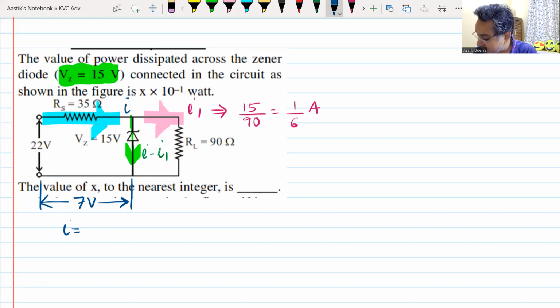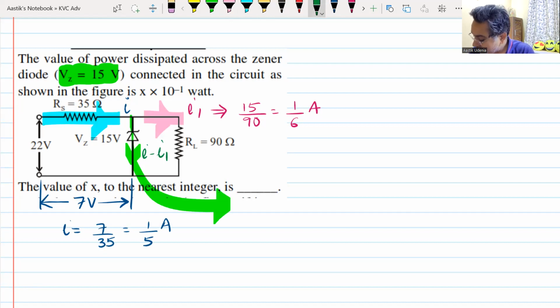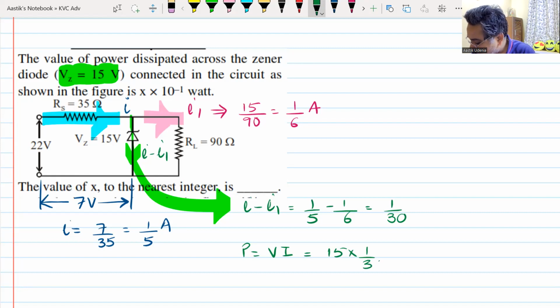The current would be potential difference 7 divided by 35, my dear friends, so it will be 1 by 5 ampere. So the current in the green branch would be I minus I1. That would be 1 by 5 minus 1 by 6, and that I think is equal to 1 by 30. But we have to find out power. So power is V multiplied by I. Voltage is 15 multiplied by 1 by 30. So the answer will be equal to 5 into 10 raised to the power minus 1 watt.